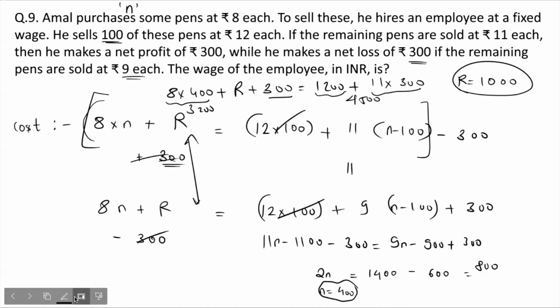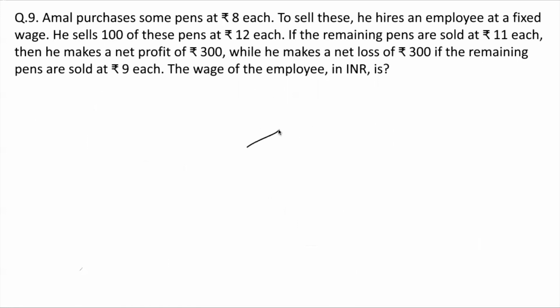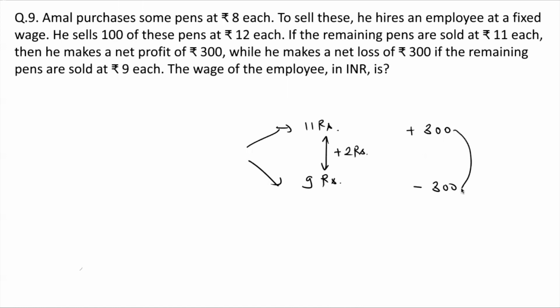The other way is, guys, we can simply use logic here. If he sells the remaining pens at 11 rupees per pen, then he makes a profit of 300 rupees, right? But if he sells the pens at 9 rupees per pen, there is a loss of 300 rupees. Now, the difference in the price of each pen is 2 rupees when it is sold, and that gives a complete difference of 600 rupees, right? Where you're supposed to earn 300 rupees, now you're losing 300. So the price gap is 600 rupees, and the difference in selling price is 2 rupees. That means the remaining number of pens is 600 upon 2, that is 300.